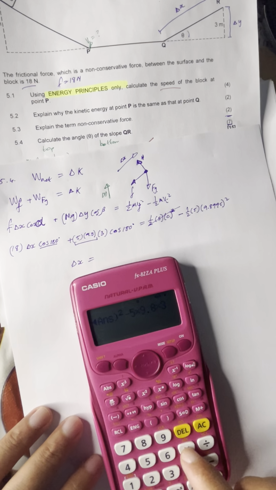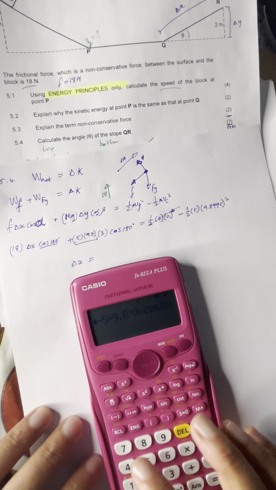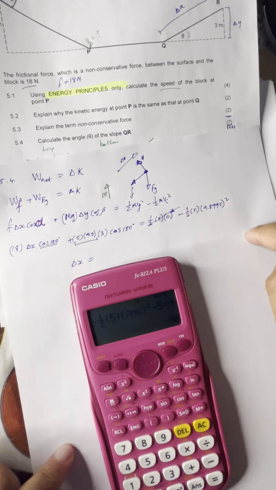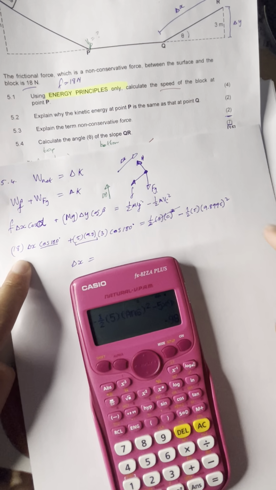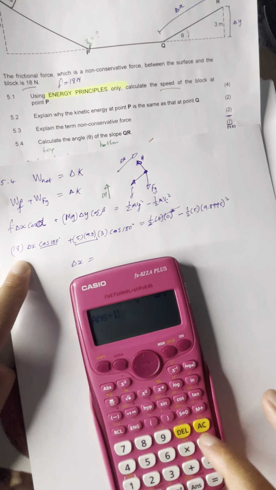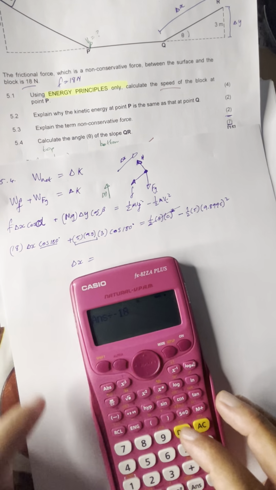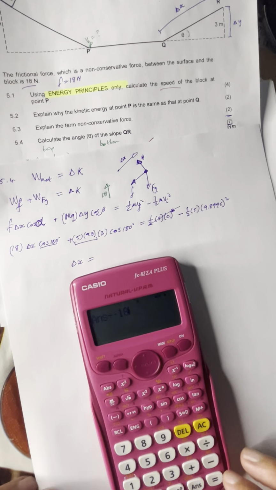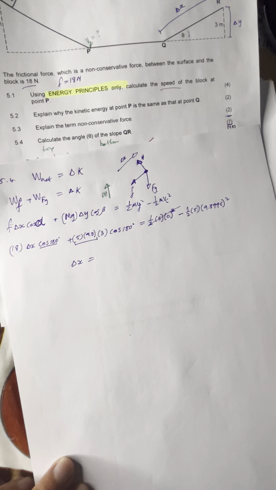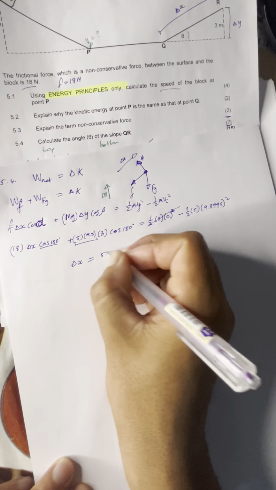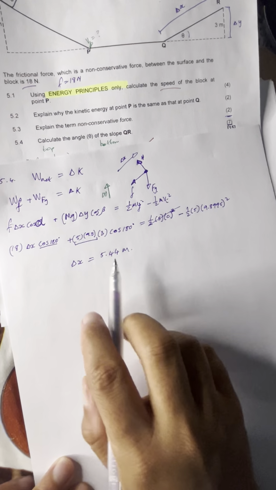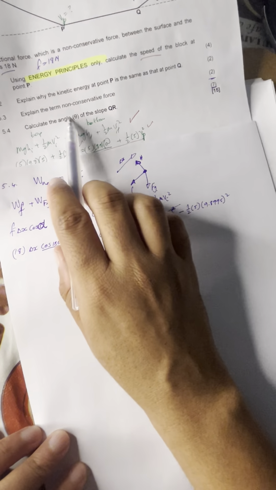times 3 times the cosine of 180 equals, then these two numbers give us minus 98. Then you divide by 18, negative 18, because the cosine of 180 is negative 1. You get the distance to be 5.44. 5.44 meters. But remember, the question asked for the angle, not the distance.